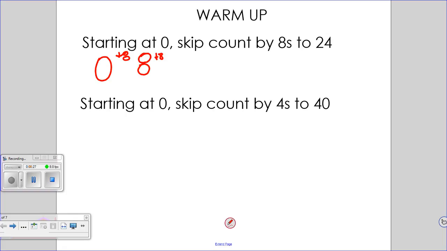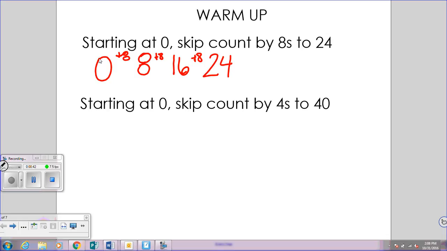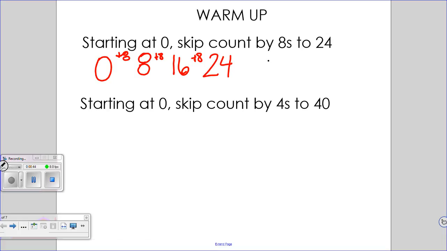Plus 8 is going to be 16. Plus 8, 24. How many 8s did it take me to get to 24? How many 8s? Peter? 3. Yep. So 3 plus 8 to get to 24. So it's me saying plus 8 3 times to get to 24.